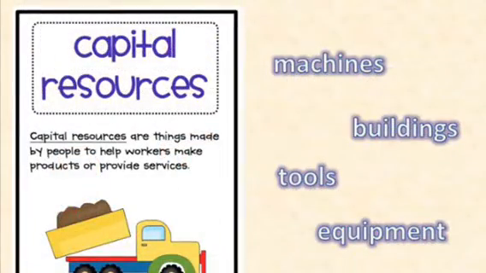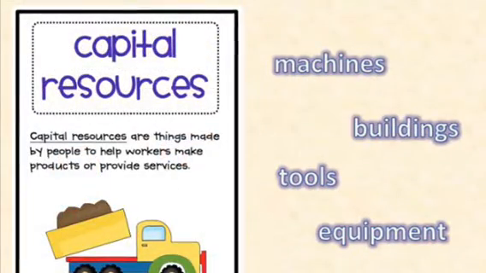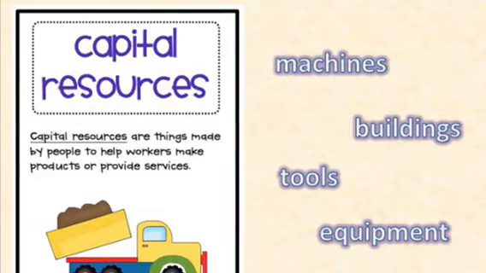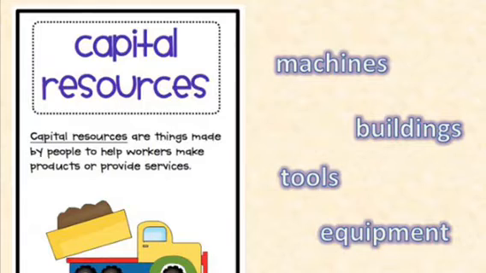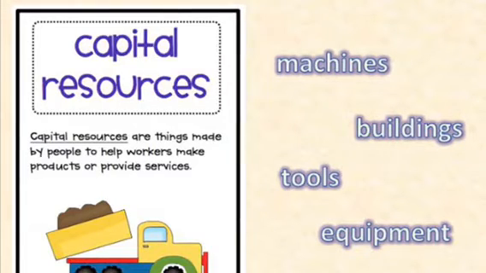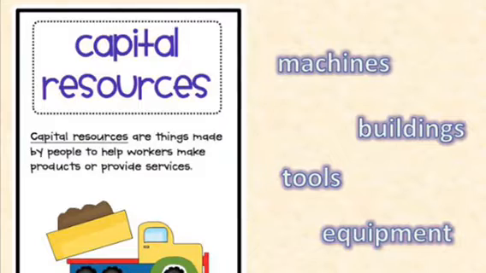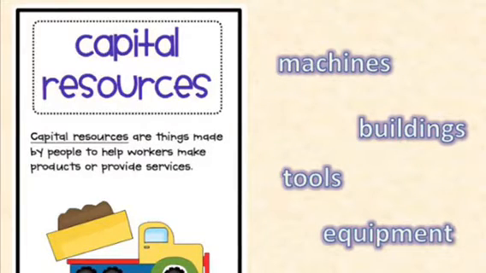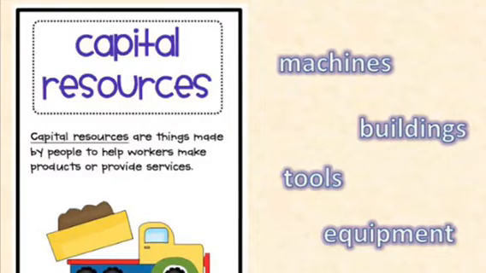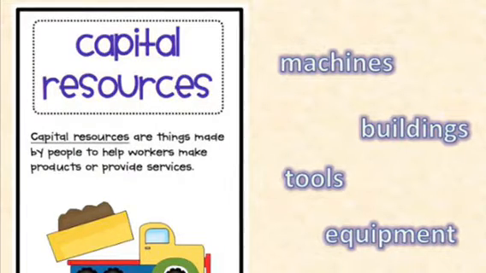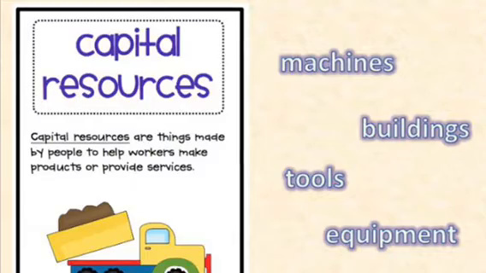The last economic resource needed to produce a product is the capital resources. Capital resources are things made by people to help workers make products or provide services. For example, machines, buildings, tools, equipment. These are resources that can be used by companies to produce their products.